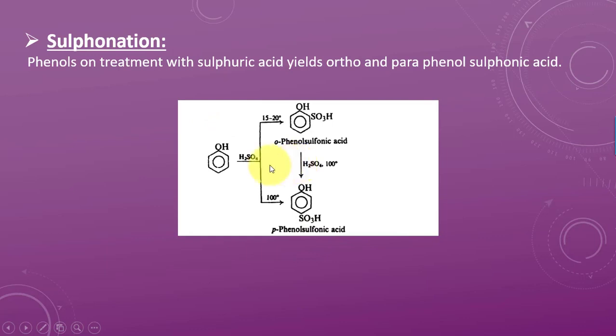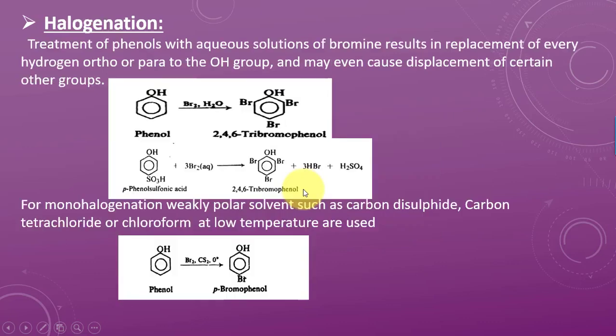Sulfonation. Here phenol reacts with sulfuric acid, forming ortho-phenol sulfonic acid and para-phenol sulfonic acid. This reaction is temperature dependent. At low temperature, the ortho-sulfonic acid is formed as a major product, and at a higher temperature, the para-sulfonic acid is formed as a major product. At 100 degrees centigrade, the ortho-phenol sulfonic acid will itself get converted into para-sulfonic acid.